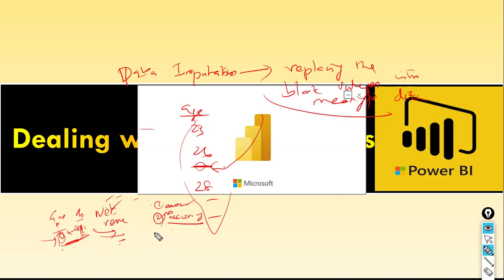In some cases, the customer says, hey, go ahead and replace these values with some random values and then create the report. Okay. But random values also, I cannot put blindly based on my intuition. So that's where we have something called fill up or fill down options available in the Power Query Editor, using which you can replace the values.